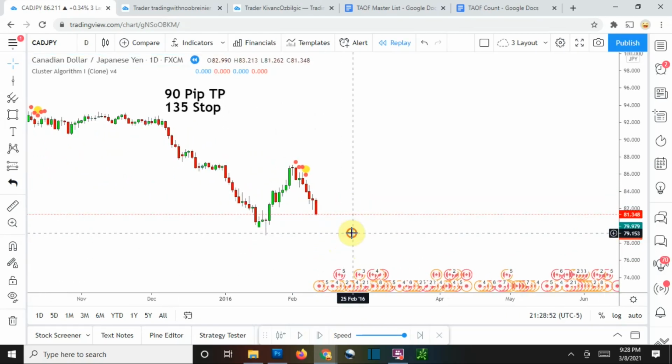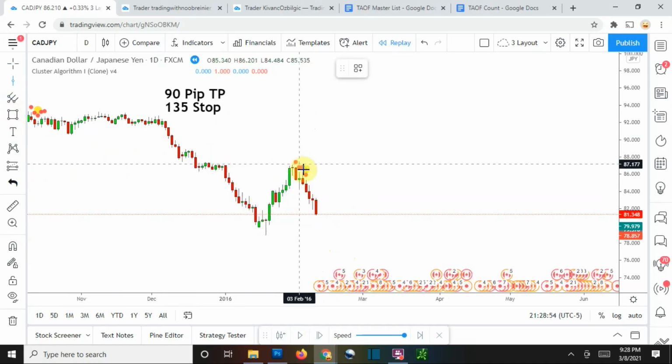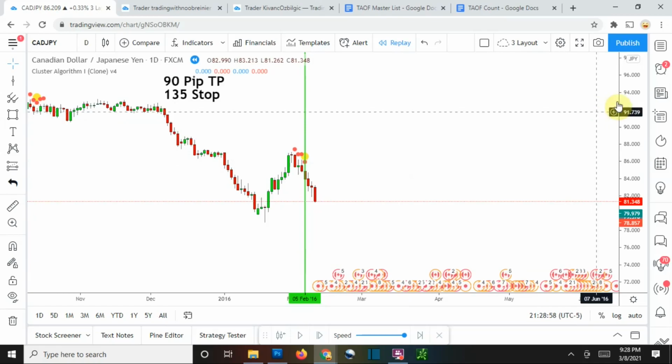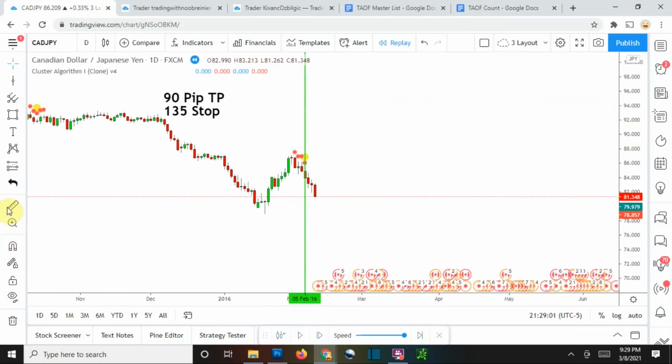So there we go. We see there that we get this cluster of red dots start to appear. Then we get the big orange dot that appears right there. And that gave us a short signal. Make sure I'm measuring it on the right candle.